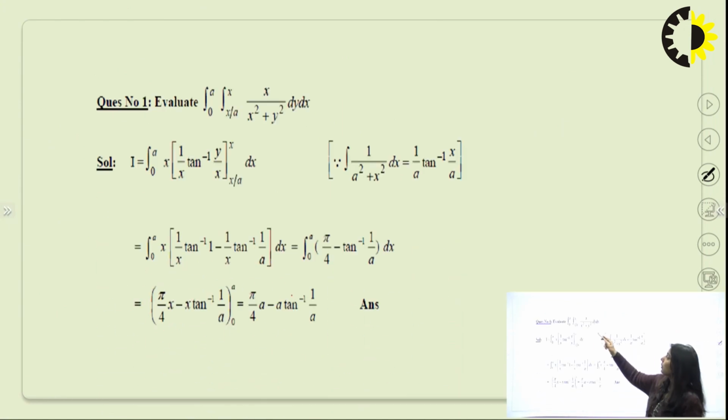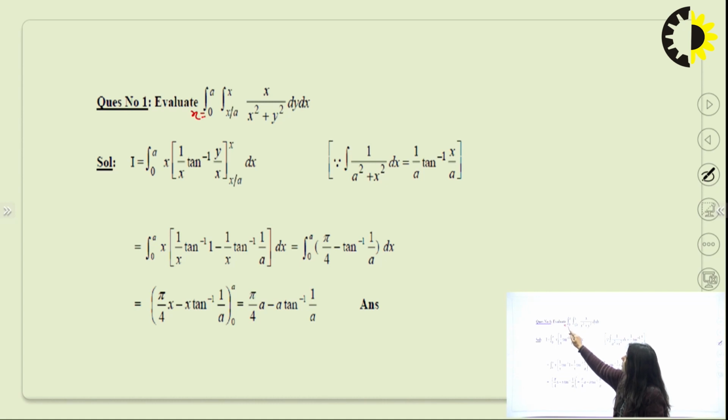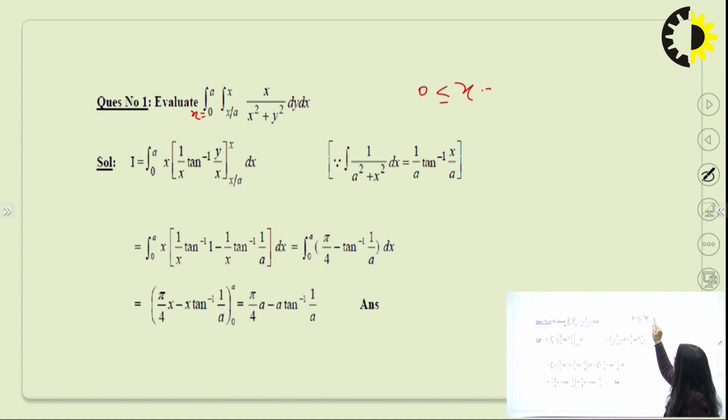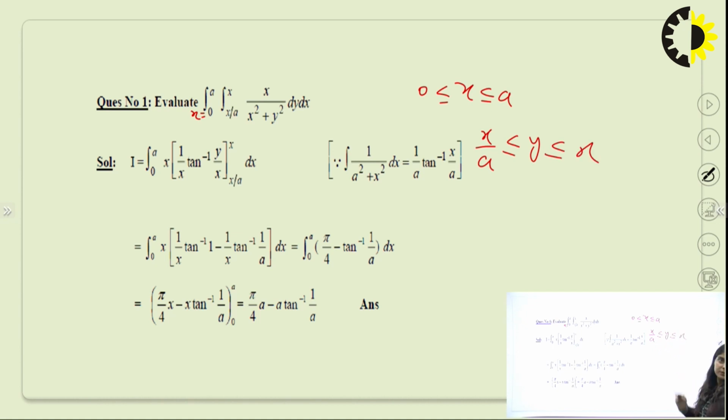Now, for example, we have to integrate this function x upon x square plus y square with respect to x and y. Here, the limit of x is from 0 to a and the limit of y is from x upon a to x. We can see that the limit of y is in variable form, so firstly we will integrate the given function with respect to y.